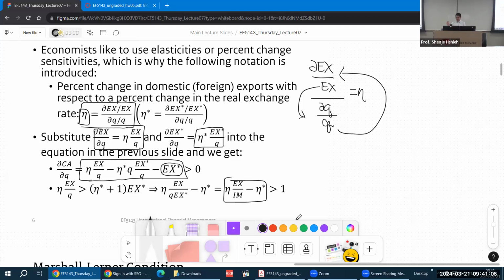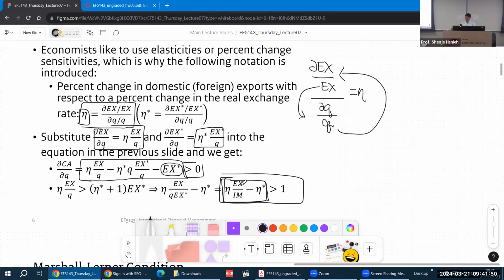So this is just another way to express the Marshall-Lerner condition, right? Nothing has changed. All I've done is try to reinterpret export sensitivity with respect to Q, and import sensitivity, which is our trading partner's export sensitivity with respect to Q, in terms of eta, which is our elasticity term, right? And after rearranging the terms, given this condition that is positive, we must conclude that in order for the current account to have pass-through from the exchange rates through Q, this must be true. Eta times the ratio of exports to imports minus eta star is greater than 1.